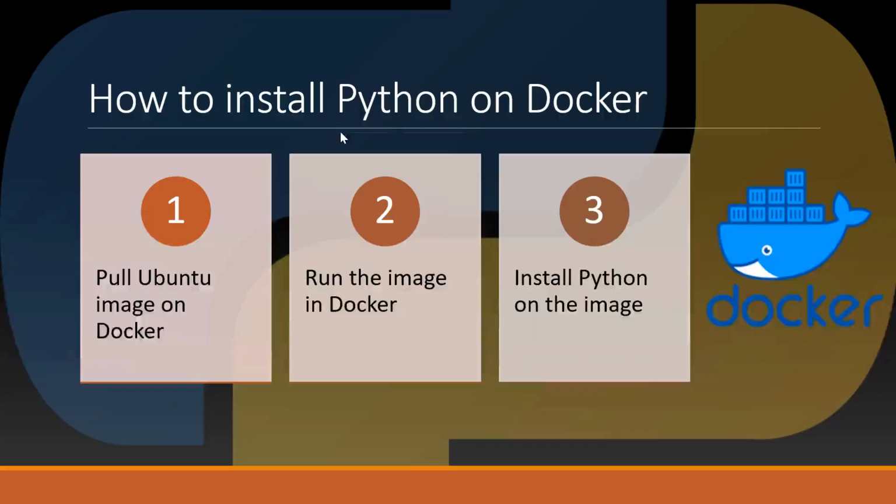For the next topic, we will understand how we can install Python on Docker. For this implementation, again we will follow three simple steps. First we will pull an Ubuntu image on our Docker, then we will run that image, and within this image we will try to install Python.